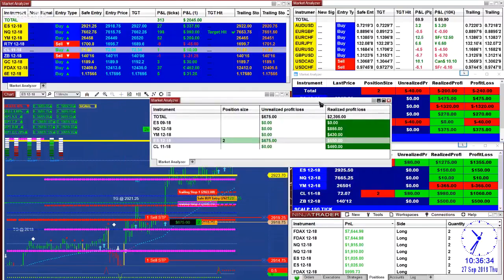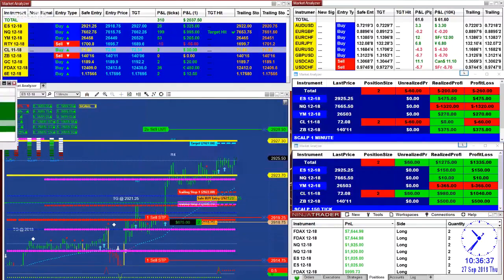I exited that a long time ago, so I'm not on that trade either. 300 ticks, $2,000.